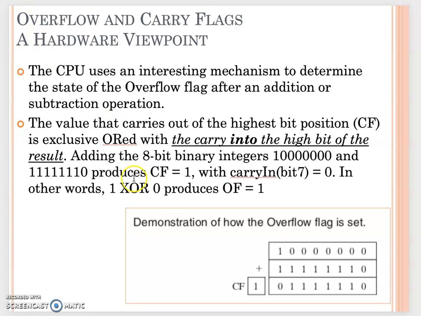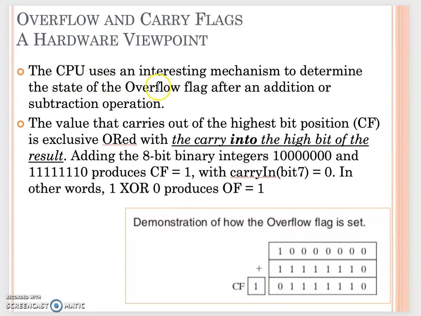To help you understand, let's see this example. Say we have these two numbers and we add them. When you add, you see 0, 0, 0, then 1, 1, 1, 1. But here you see 1 plus 1, and we carry out. So that's why the carry flag is 1.